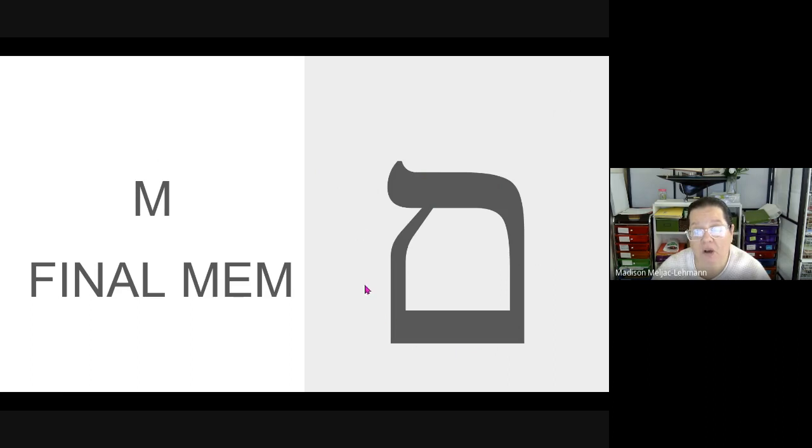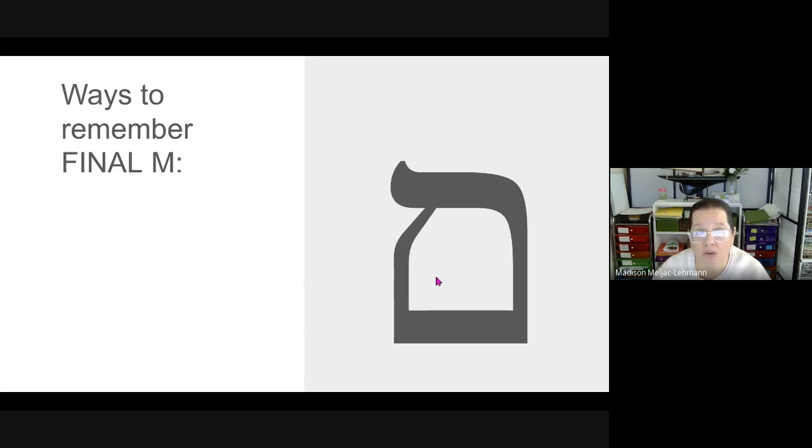Final mem. Okay, we mentioned that mem was a mountain last time, and it had this hole in the bottom right here where the stream could come out, or it was a volcano and the magma could come out, or it was a mountain with a molehill. Well, final mem is a little bit different. Final mem is closed.